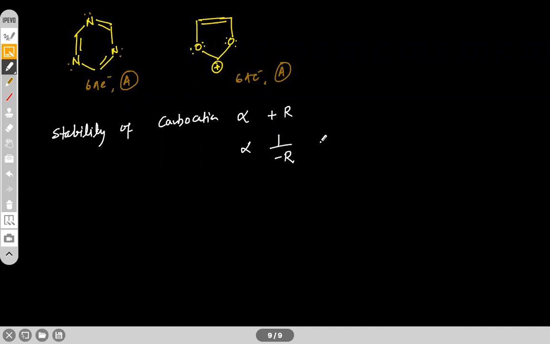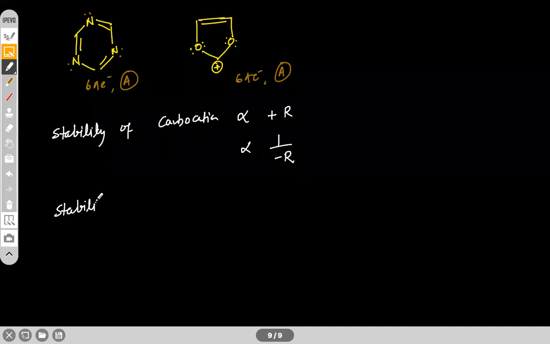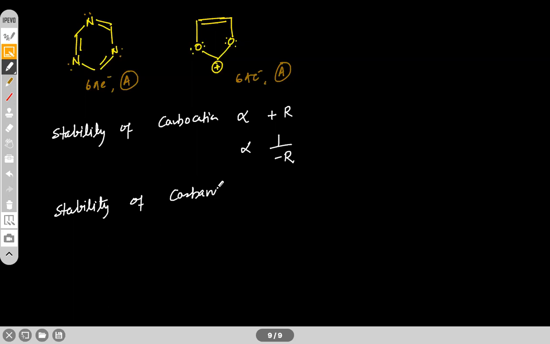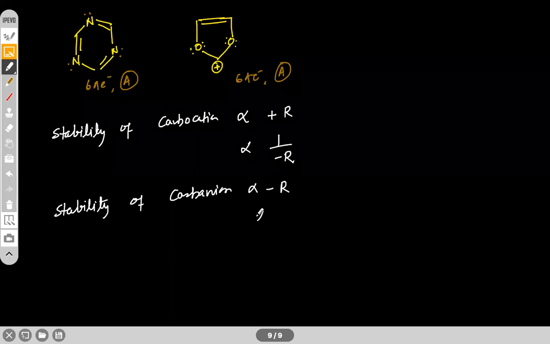Okay. So two things we have discussed, inductive effect and resonance. And both affect the stability of intermediates. I have just given you an example of carbocation. Similarly, we have for carbanion also. Stability of carbanion would be what? It's directly proportional to minus R and inversely proportional to plus R. We'll see examples on this. Okay, just write down this.